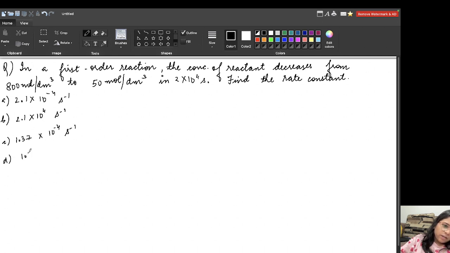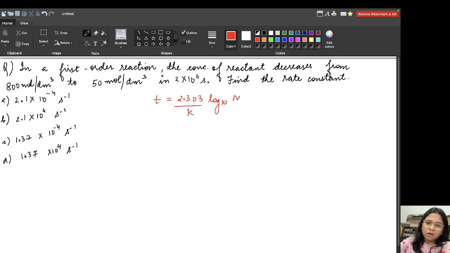D is 1.37 into 10 raised to the power 4 second inverse. I told you one formula to use in all the numericals, like maximum cases. So t equal to 2.303 by k log base 10 a naught by a. What do we need to find? We need to find your k, right? Just cross multiply. k equal to 2.303 by t log base 10 a naught by a.